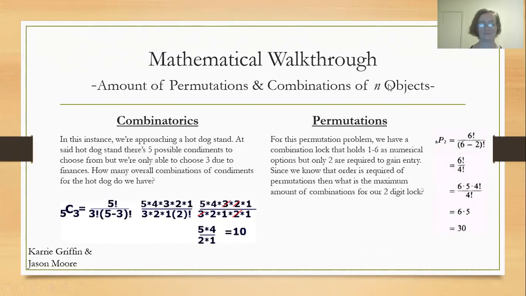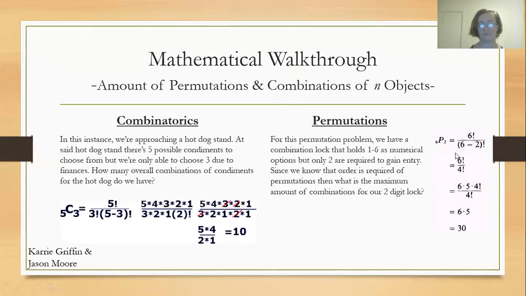Wonderful example. Now for our permutations, in this instance, we have a combination lock that holds 1 to 6 digits, but we only need 2 to actually gain entry into the lock. Since we know that order is required with permutations, like Carrie said, what is the maximum number of combinations for our 2-digit lock? If you look at our permutations formula, we have 6 as the total number of numerals we can choose from, but 2 are the only ones actually required to gain entry.